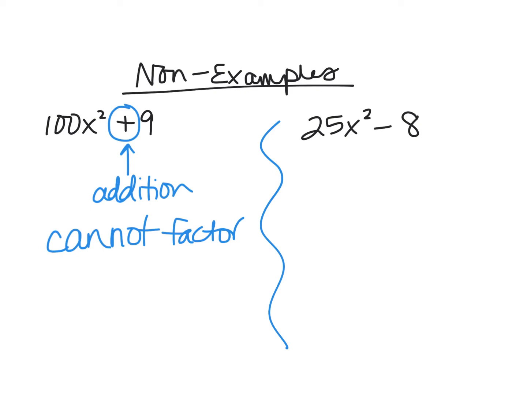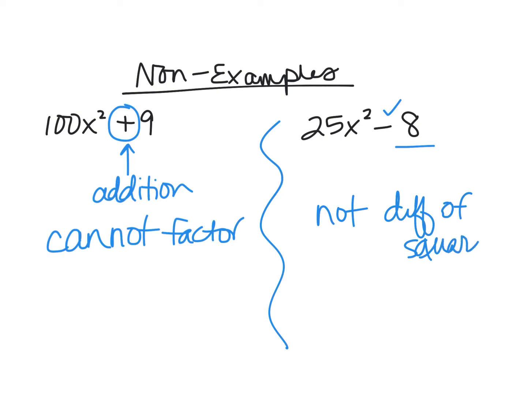That we can talk about in class, kind of why that is. We'll discuss that. The second one, it does have subtraction, so that's a good thing, and it has 2 terms, but the problem is this term at the end is not a perfect square. I can't multiply 8 by anything or anything by itself and get 8. So this is not difference of squares either. And the issue is that 8 is not a perfect square.